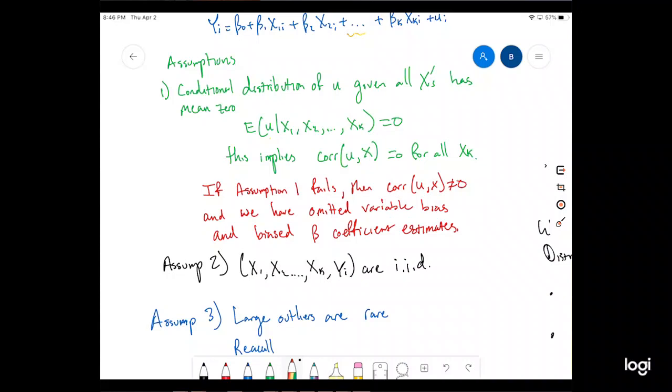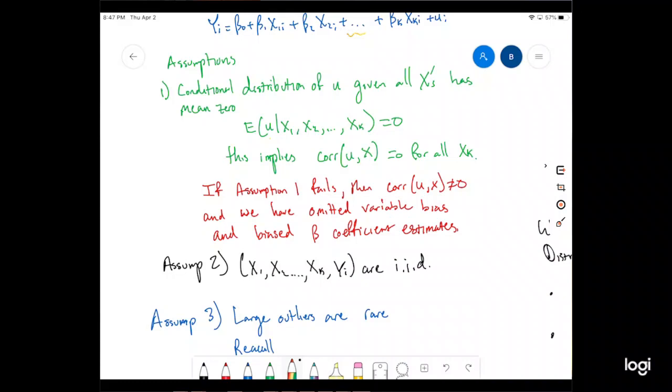If this assumption fails, then the correlation between the error u and x is not equal to 0. We have omitted variable bias, and that leads to biased beta coefficient estimates, which is obviously not good. So this is the main one we will deal with throughout the rest of the class, the one we care about when we talk about omitted variable bias and we talk about how to poke holes in regression analyses. We are going to be arguing that assumption number 1 fails or holds up.